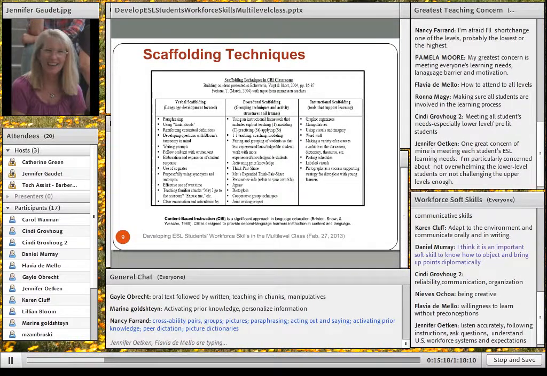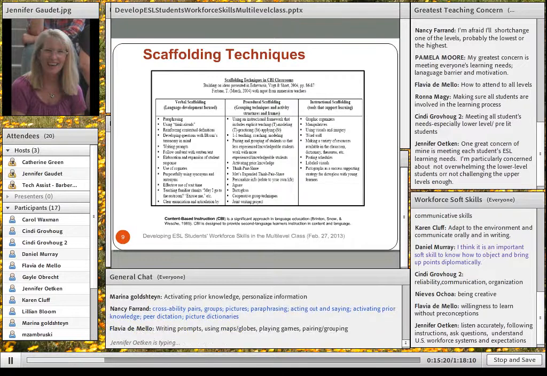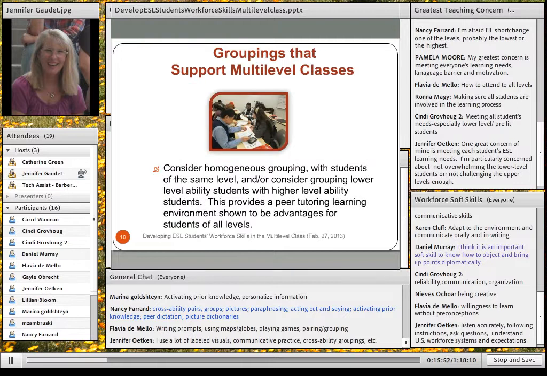Peer dictation. All right, excellent. Writing prompts using maps, globes, playing games, pairing, groupings. Wonderful. All right. Okay, excellent. A lot of labeled visuals, communicative practice, crossability groupings. Thank you. All right, excellent.